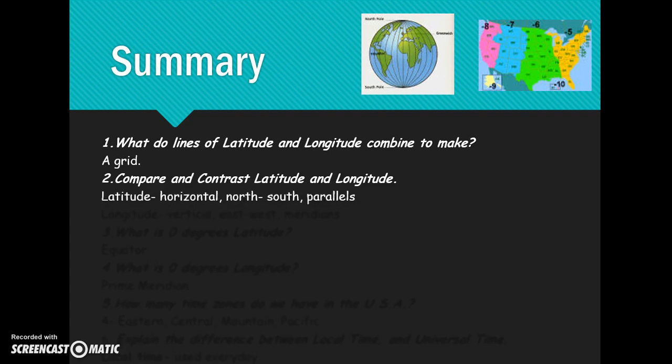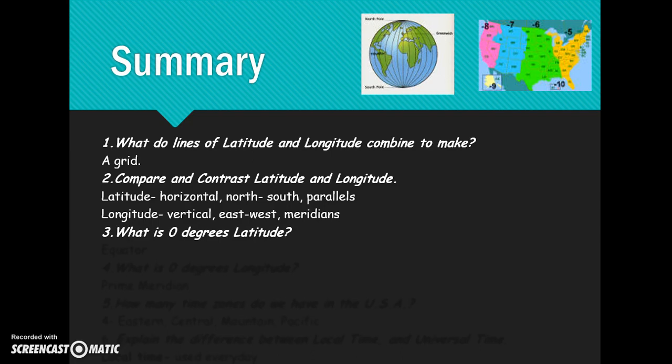Lines of latitude run horizontal. You go north or south of the equator, and they are parallel to one another. Lines of longitude are vertical. They run east-west of the prime meridian and are called meridians. Now, as you continue through the questions, pause after each question, write down your answer, and then begin playing again to check yourself.